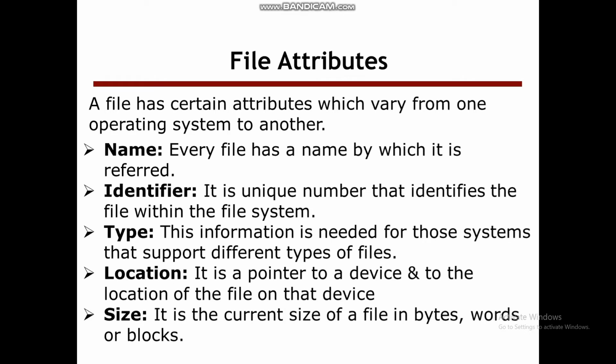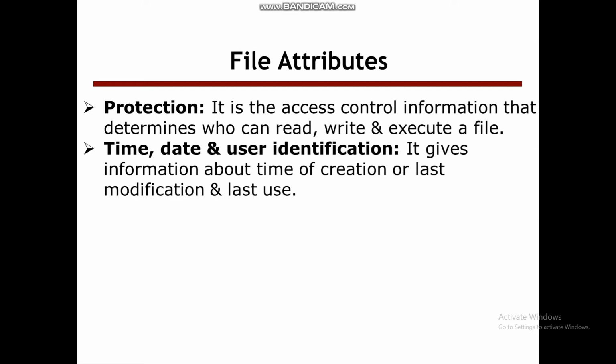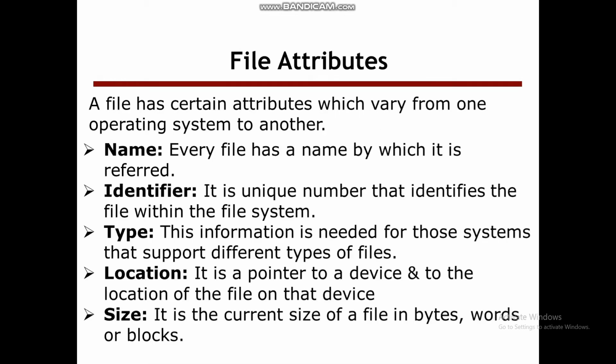Files have different attributes. Certain attributes vary from one operating system to another. The attributes are name, identifier, type, location, size, protection, time, date, and user identification.